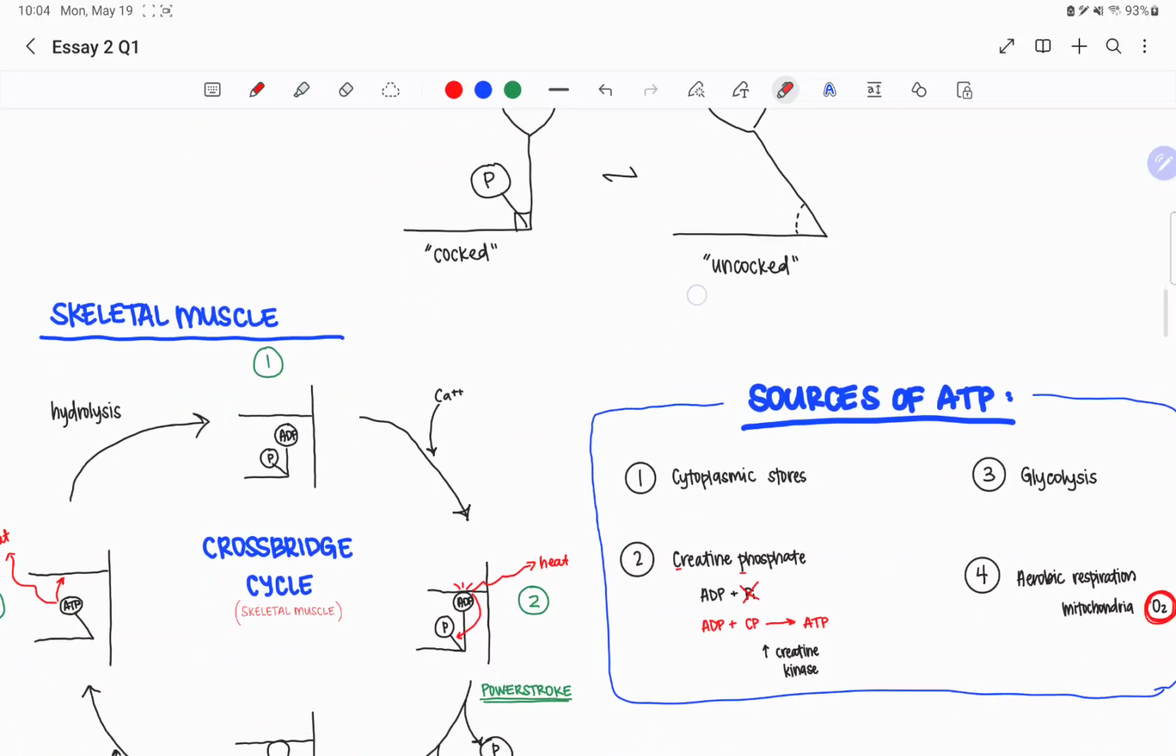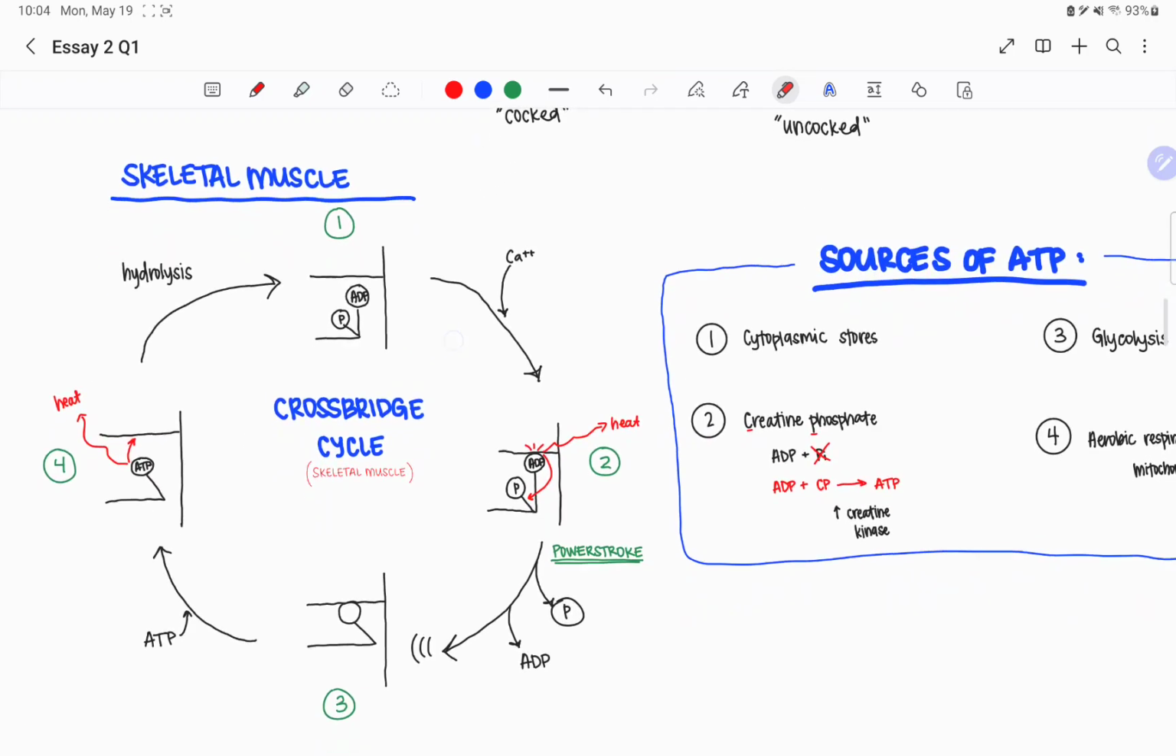So I'm going to show you why or how this all works, okay? So in skeletal muscle, let's pretend that this is our nebulin right here, okay? That line, and then here's our myosin, okay?